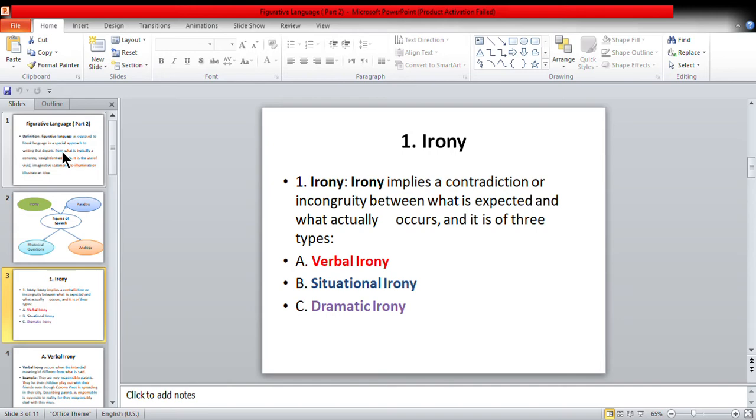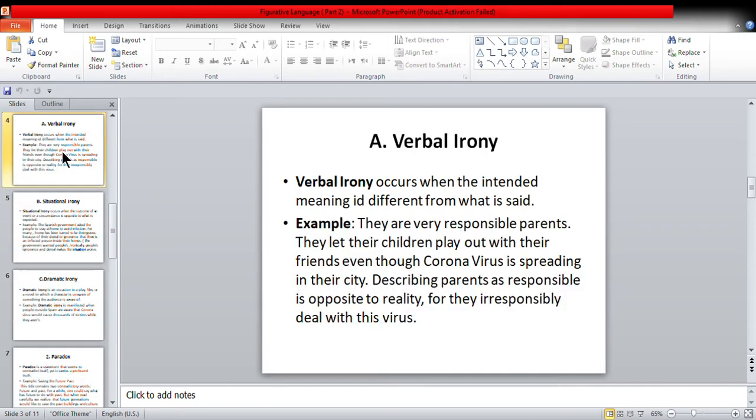Irony. Irony implies a contradiction or incongruity between what is expected and what actually occurs, and it is of 3 types. We have verbal irony, situational irony, and dramatic irony. What do we mean by verbal irony? Verbal irony occurs when the intended meaning is different from what is said.